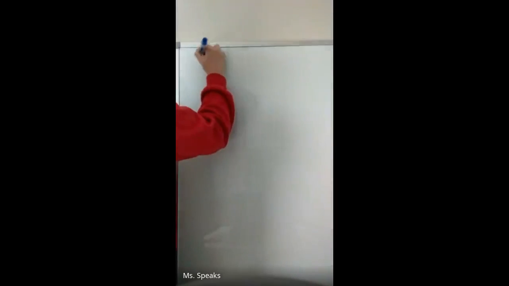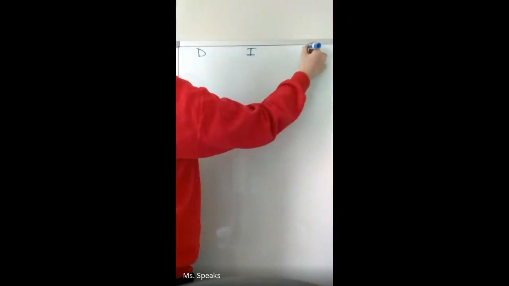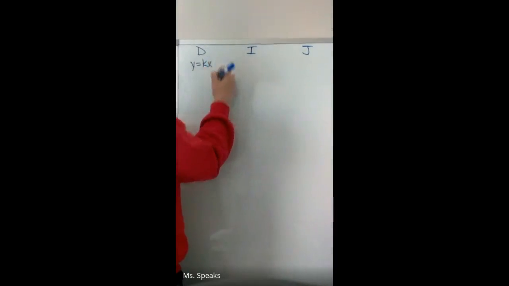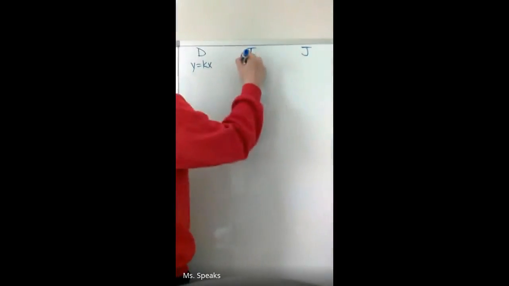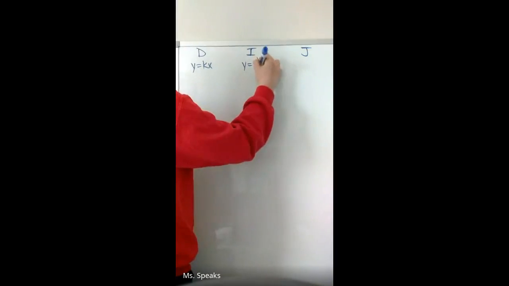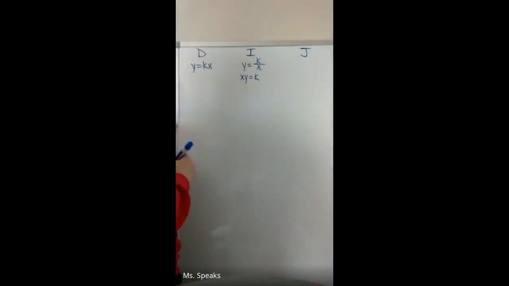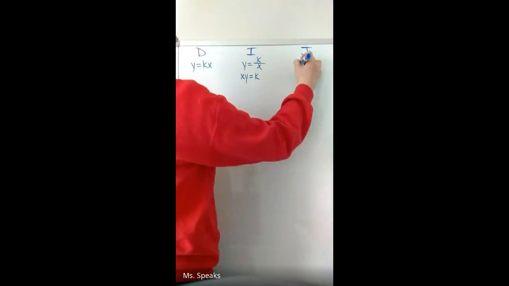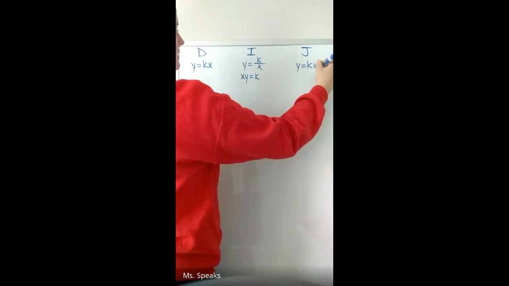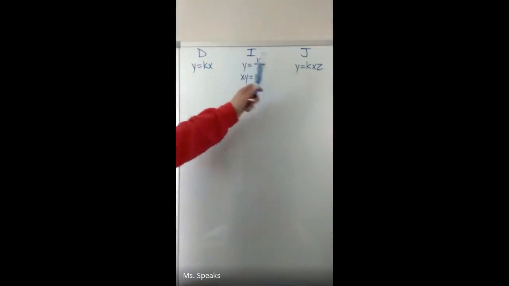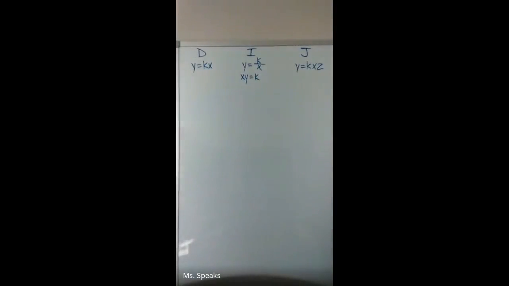Okay, so variation. We have 3 kinds: direct, inverse, and joint. Direct variation, y equals kx. Inverse variation, y equals k over x, or you can write it as xy equals k. Sometimes you'll see it both ways. And then joint variation, y equals kxz. Those are the formulas that you need to know. Remember, k is the constant of variation.